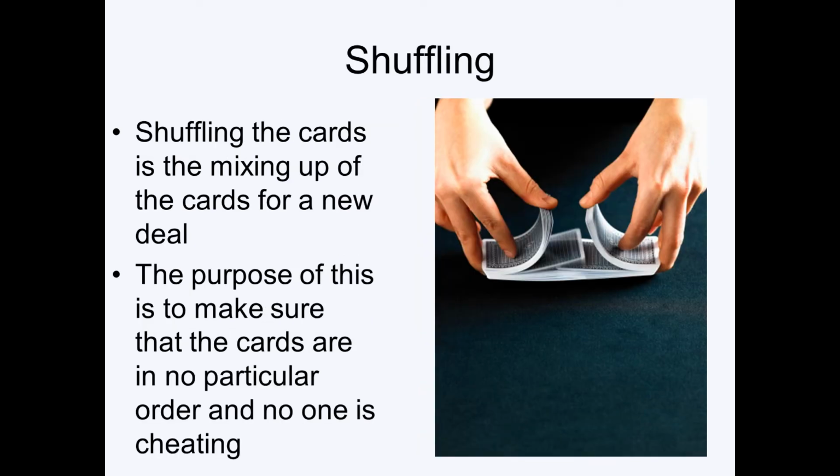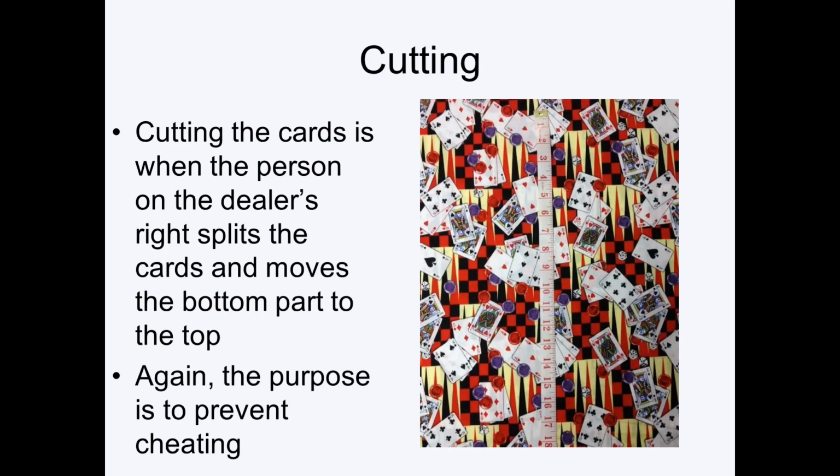Shuffling the cards is mixing up the cards for a new deal. The purpose of this is to make sure that the cards are in no particular order and no one is cheating, and to mix up the cards. Cutting the cards is when the person on the dealer's right splits the cards and moves the bottom part to the top. Again, the purpose is to prevent cheating.